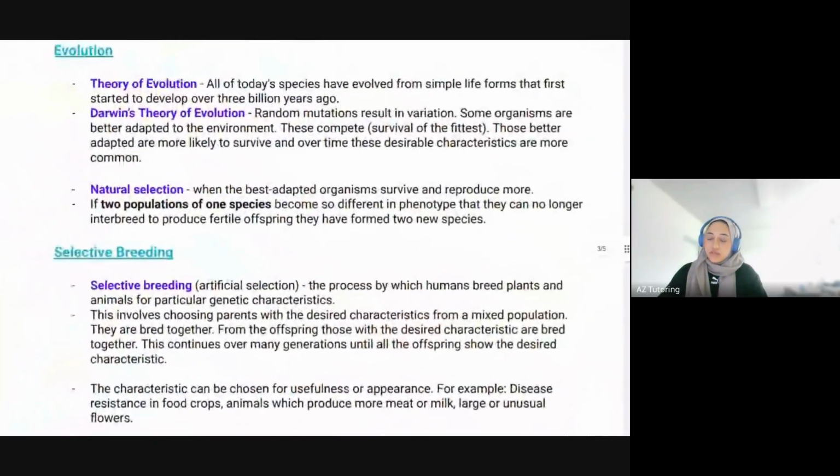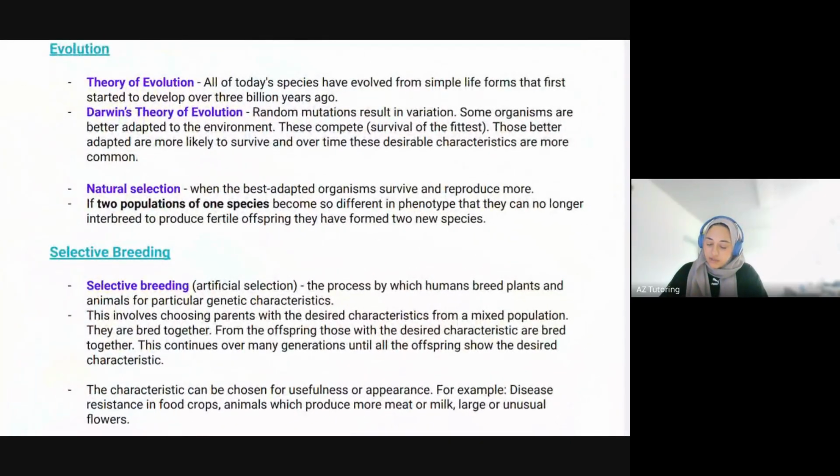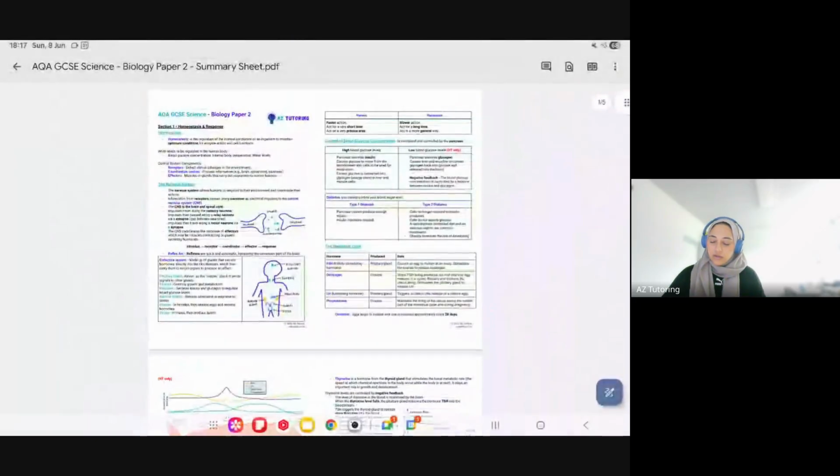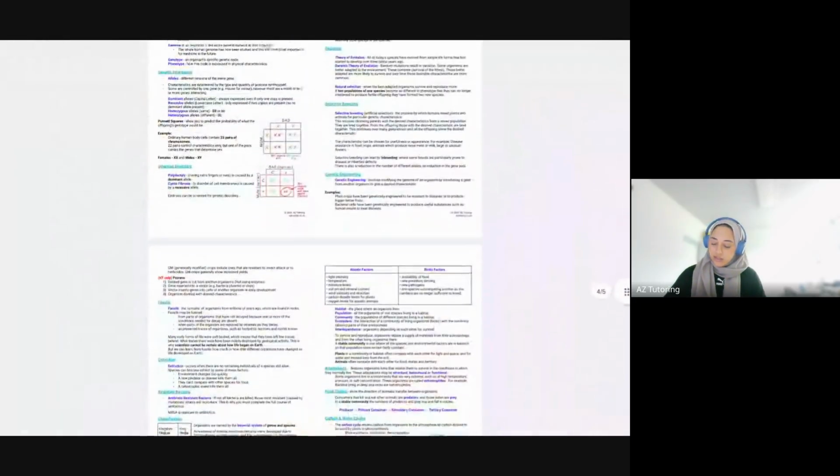Okay, so that's what this point here is saying, the natural selection. So if 2 populations of one species become so different in phenotype, they can no longer interbreed to produce fertile offspring because they've formed then 2 different species. So that's the main point. 2 different species cannot breed together to form fertile offspring. But yeah, that's that. Anything else anybody wants me to go over?